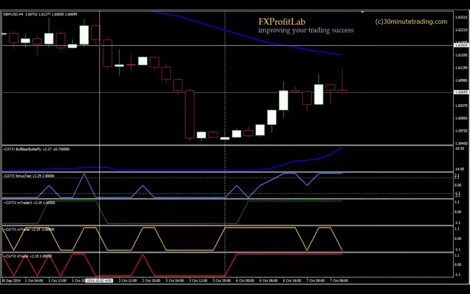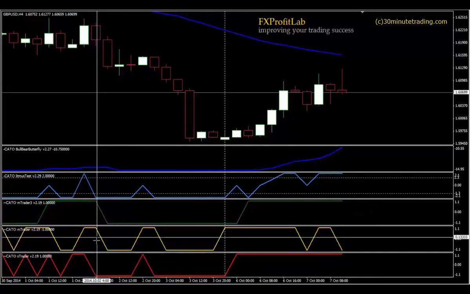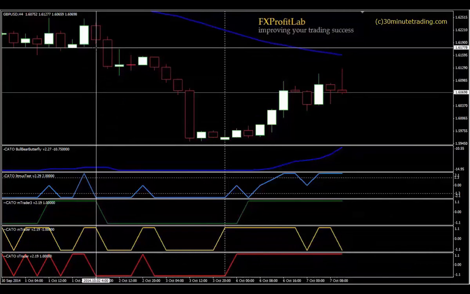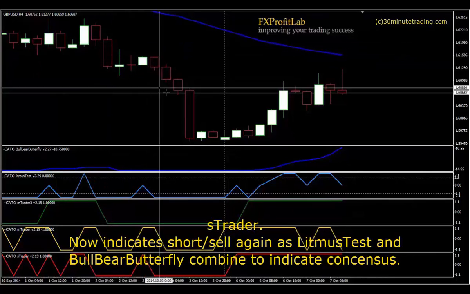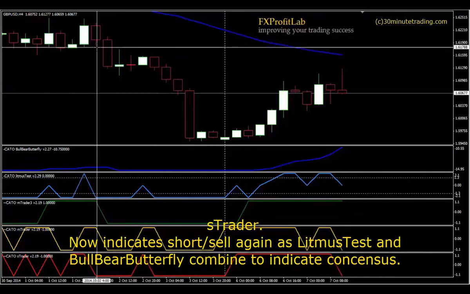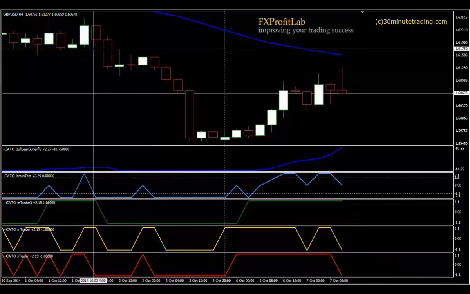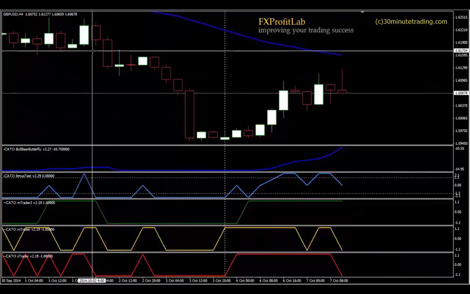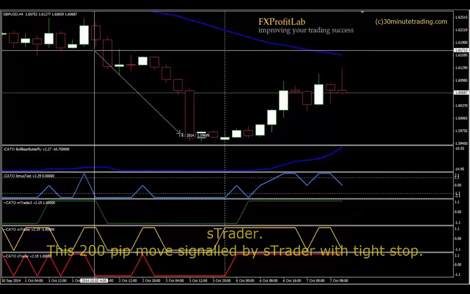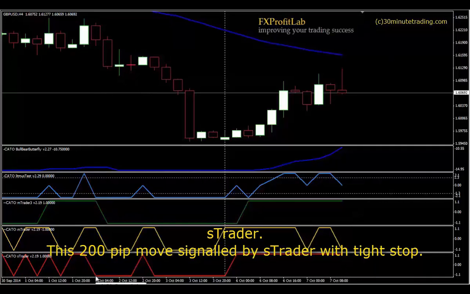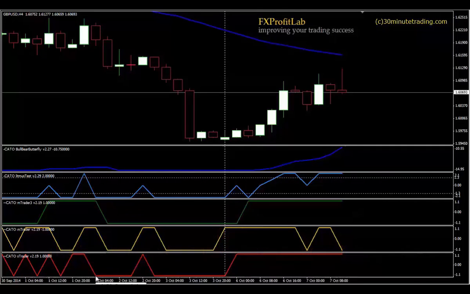So it tells us at this point, watch out, the bears have control. And this would mean we have the early opportunity of a potential trade to the downside, coming down this way. That is a 197, 200 pip move, signaled by the S trader getting in early.